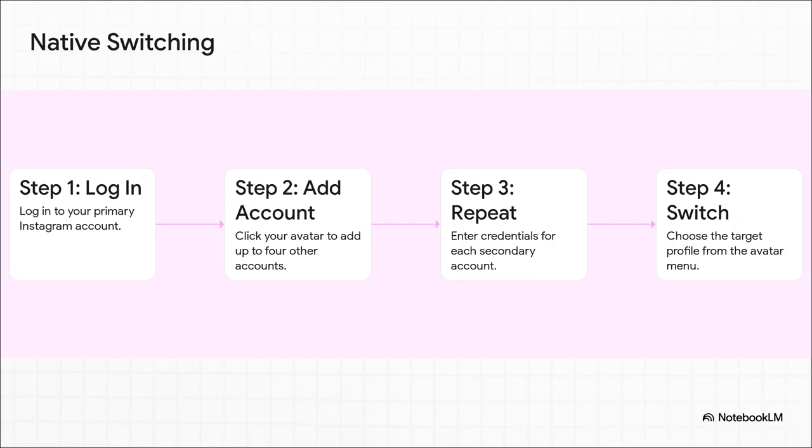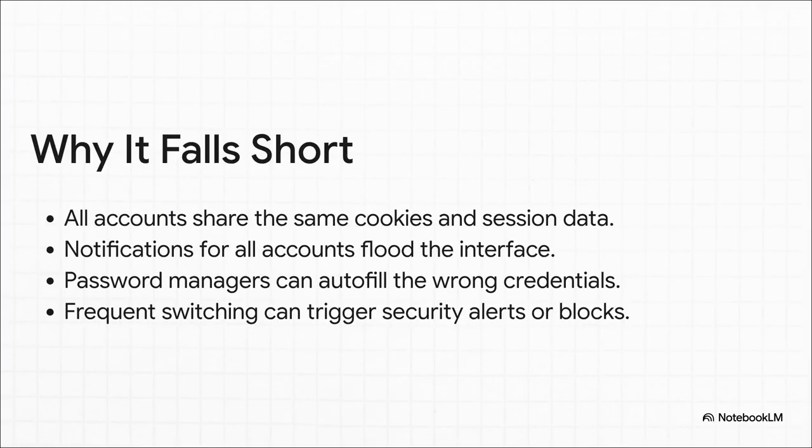But, and it's a big but, this simplicity is really deceptive. And here's exactly why it falls short for anyone doing this seriously. All your accounts are basically living in the same digital box. They're sharing cookies, which means logging out of one can accidentally log you out of all of them. Your notifications become a chaotic mess, and switching back and forth too fast can make Instagram think you're a bot, which triggers those annoying security alerts.